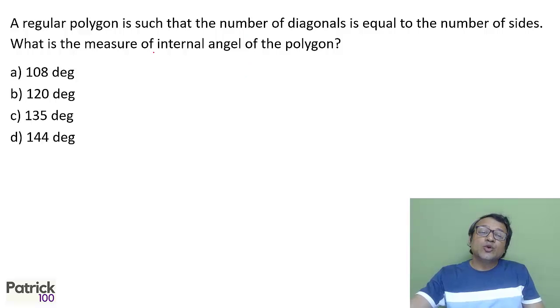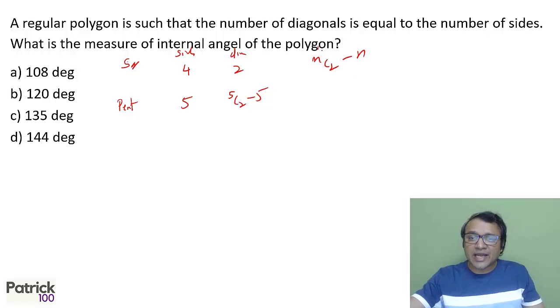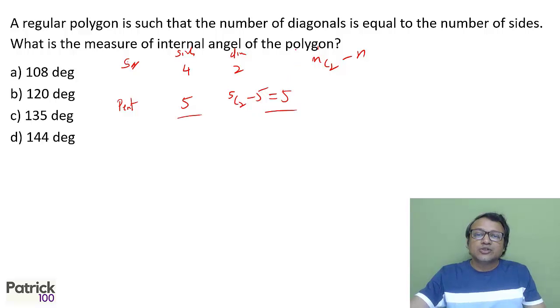The number of diagonals is equal to the number of sides. So if you look at, let's say, a square, I know it has 4 sides and 2 diagonals. Not the same. Pentagon, okay, sides is 5, diagonals will be 5C2 minus 5, because the number of diagonals is nC2, points joining n, minus n. Sides are not diagonals, so I have to subtract. This becomes 5. So here both are equal. So I can make out the polygon as a pentagon.